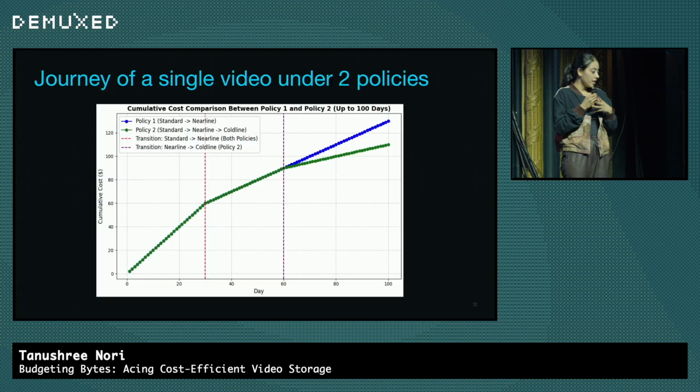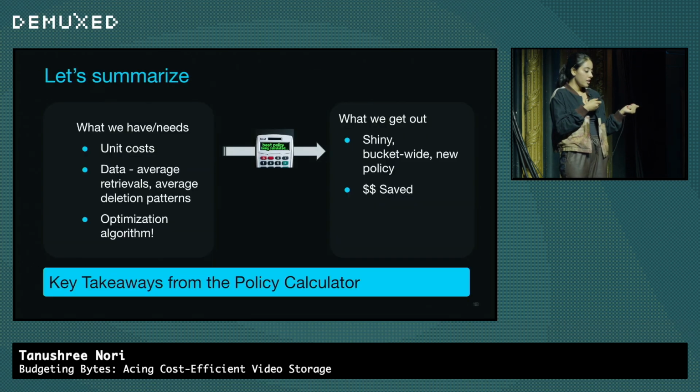I also want to show the journey of a single video under 2 different policies. For this specific video, you have the policy in blue, which transitions the video from standard to nearline, and then an alternate reality in which the video is transitioned into coldline also. You'll notice that the green policy accrues lower costs because in reality, the video saw low retrieval, and therefore it makes cheaper storage more cost effective. All in all, with this simple approach, we were able to save close to 60% in our storage costs.